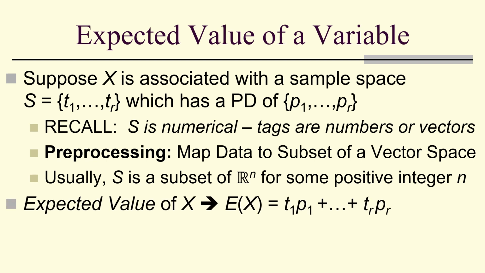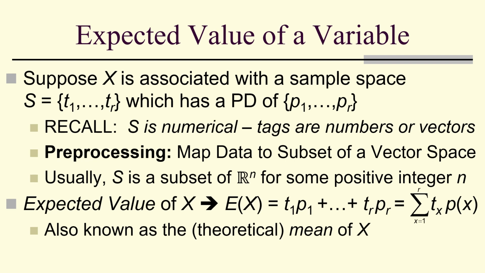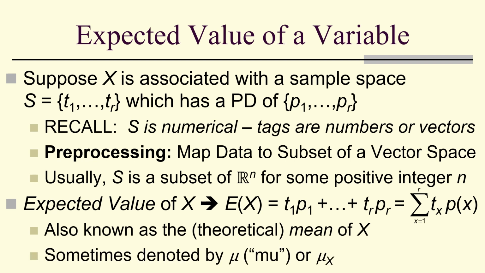Then the expected value of x, or E of x, is a linear combination over the vectors in S, where the coefficients of the linear combination are the probabilities in the probability distribution. Or in other words, the sum x equals 1 to r, t sub x, p of x. It's also known as the theoretical mean of x. Sometimes it's denoted by mu or mu sub x.